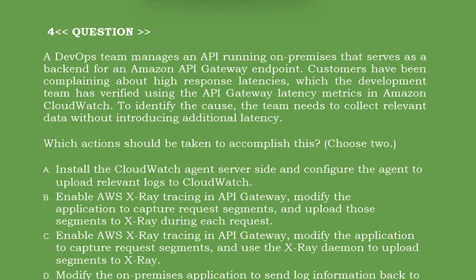Question is a DevOps team manages an API running on premises that serves as a backend for an Amazon API Gateway endpoint. Customers have been complaining about high response latencies, which the development team has verified using the API Gateway latency metrics in Amazon CloudWatch. To identify the cause, the team needs to collect relevant data without introducing additional latency. Which actions should be taken to accomplish this? Choose two options.